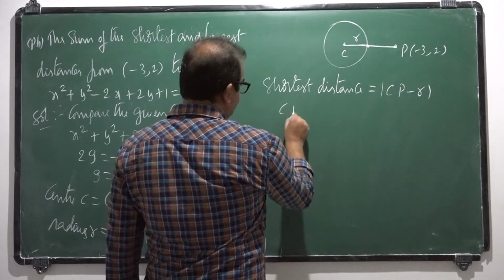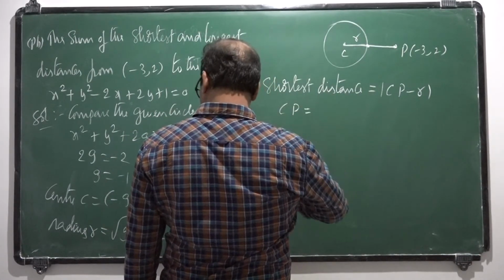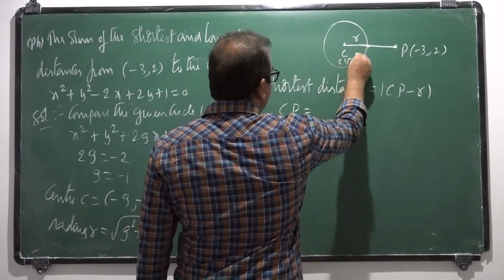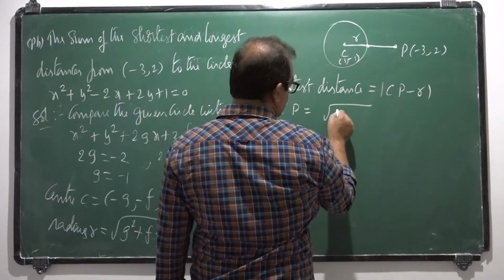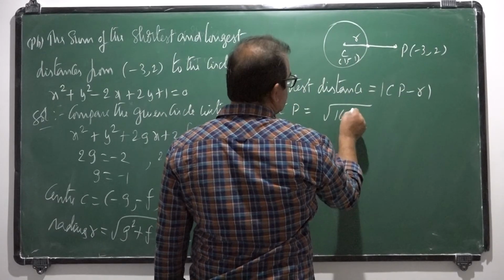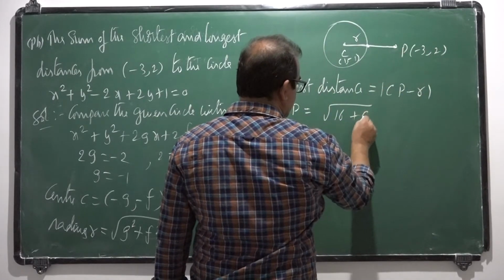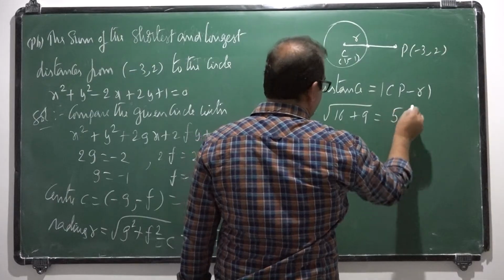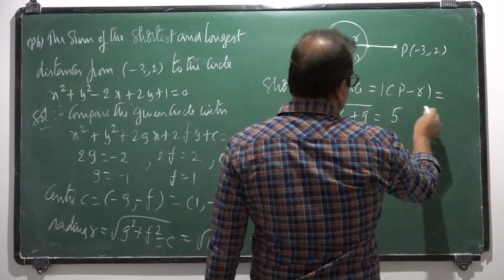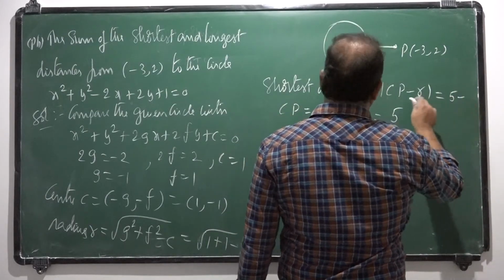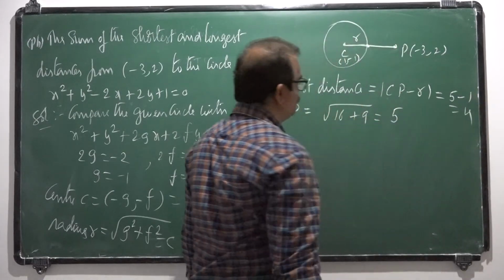What is CP? A distance between the points C and P. What is the C value here? Center is (1, -1). CP is root of (1 plus 3) whole square, 4 square 16, plus (-1 minus 3) whole square, 9, root 25, that is 5. CP is 5 minus R, radius is 1, 5 minus 1, that is 4.